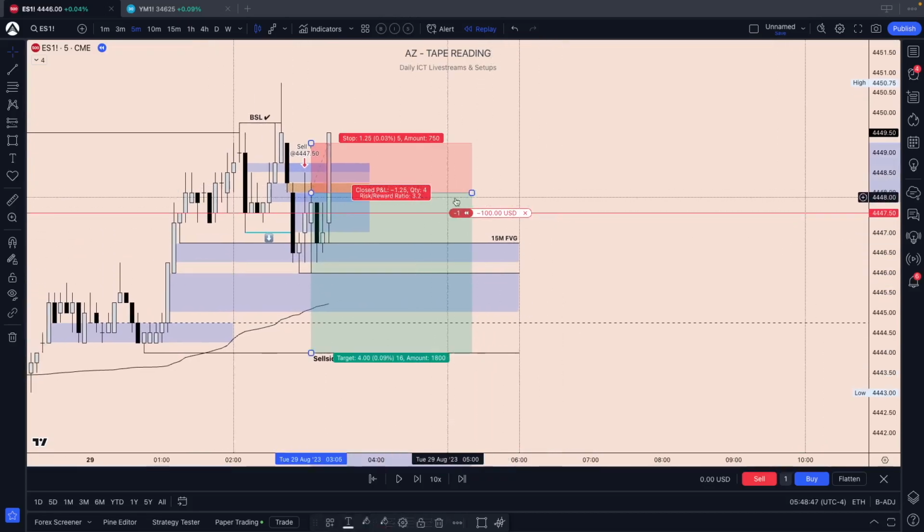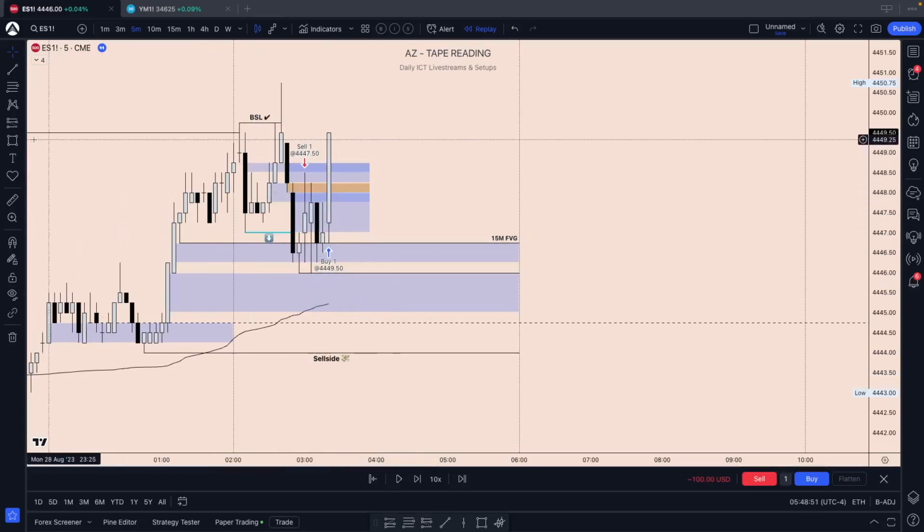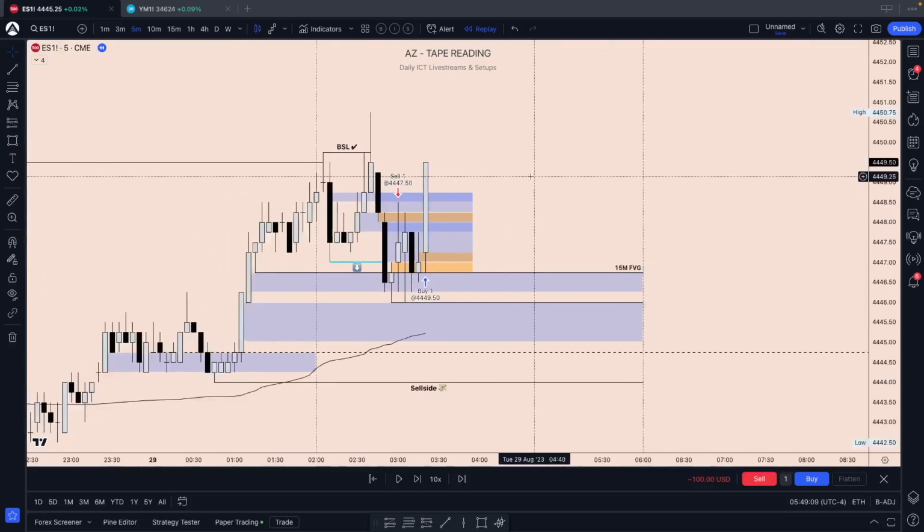And something else which is worth noting right here is look how well this volume imbalance right here from 2:55 to 3 a.m. has been respected. We never closed below it. We kept holding support. Then right here, 3:15, 3:20, we open with a new bullish volume imbalance and use that to deliver higher. So now we have the invalidation.